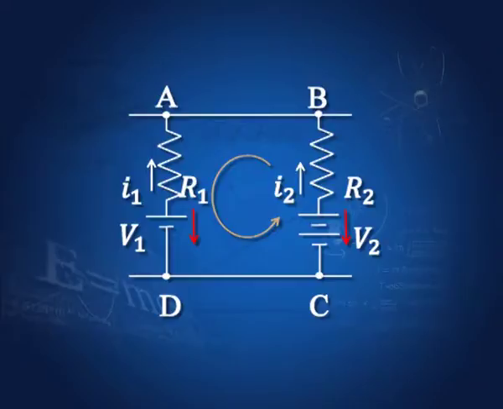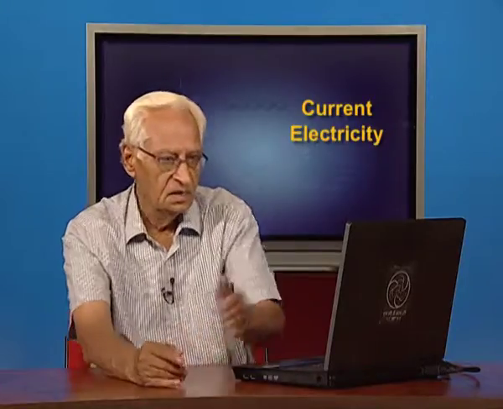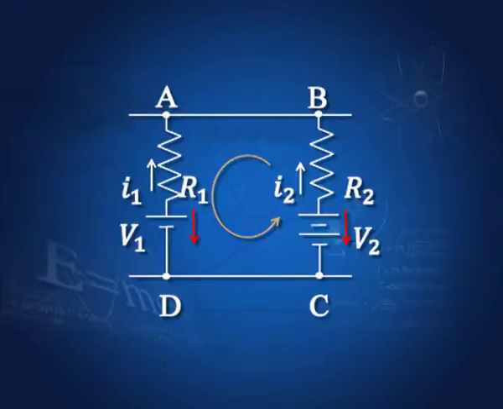So, what do we do? The rule remains the same. We must consistently go either clockwise or anticlockwise. Now, if in doing so, say we choose the anticlockwise direction, if we come across the negative terminal of the battery first, then the voltage of that battery is taken as negative, and if we come across the positive terminal first, as here, then its voltage is taken as positive.